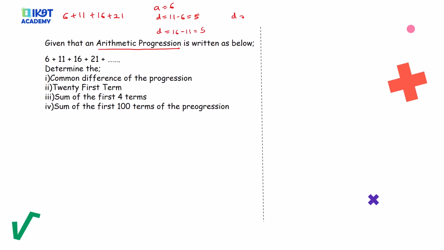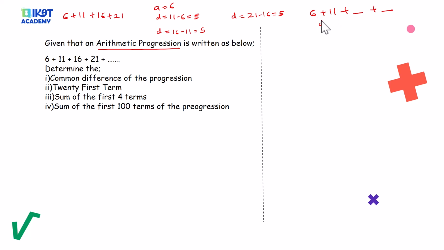So what I'm trying to say is, someone can still give you 6 + 11 + dash, and tell you that this is an AP. So you don't have to ask. The fact that it's an AP means there's a common difference. You work it out the same way. You just have to subtract once. 11 minus 6 is 5. You have the common difference.